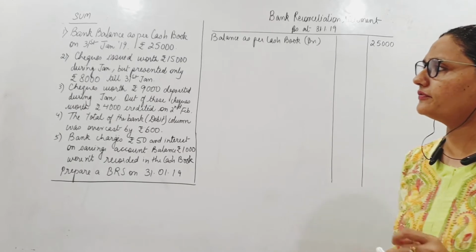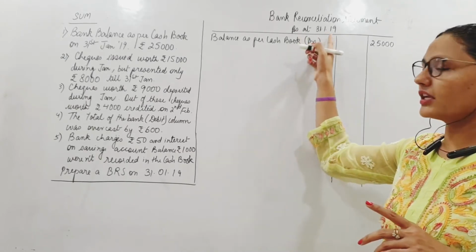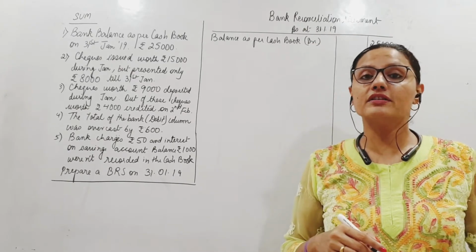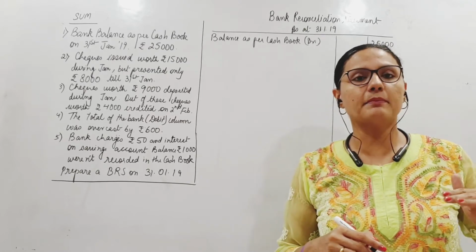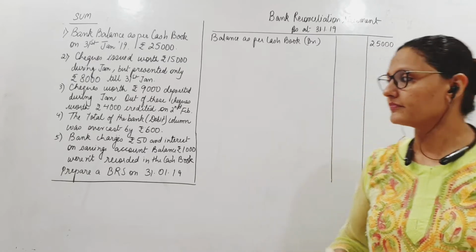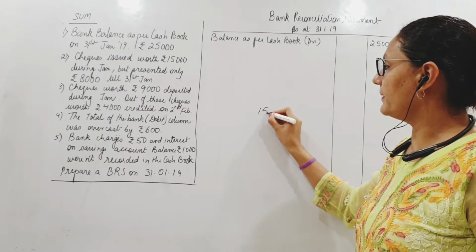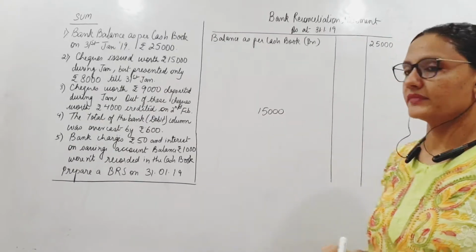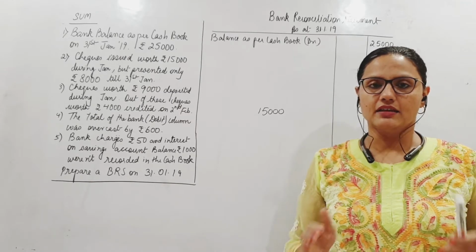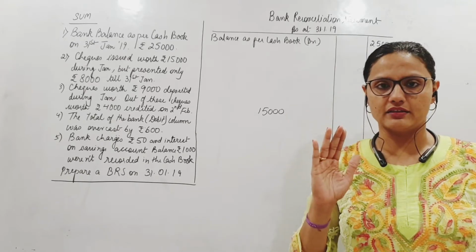Checks issued worth 15,000 during January. Now be very clear here. We are talking about the position of the bank balance on 31st Jan. So whatever happens in the month of Jan is important. It will affect the balance on 31st Jan. So here we have issued checks, meaning we have made payments of 15,000. So this would have reduced my cash book balance. Fine. My cash book balance stands reduced by 15,000 checks issued during the month.